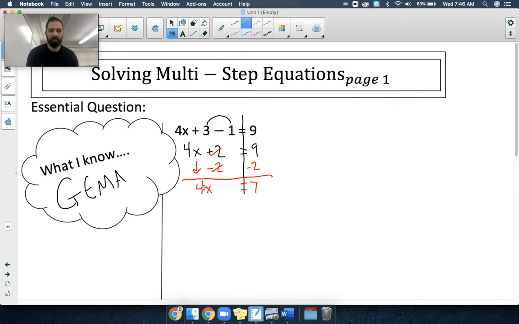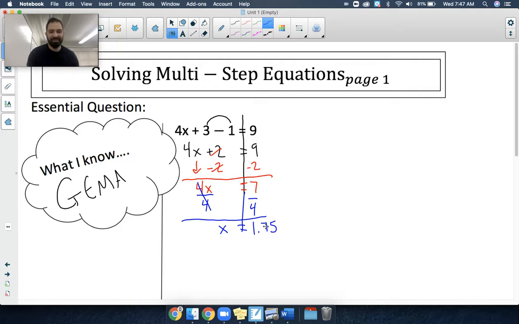Okay, and now we need to get rid of this 4. Remember, we need to remove everything from the variable. This is 4 times x. So we're doing the opposite of that, and that's dividing by 4. And if we divide 4 by 4, we end up with 1. So we're just left with x. These cancel out. So we're left with x equals 7 divided by 4. And if you want to keep it as a fraction, sure. But if you want to make it into a decimal, it's 1.75.